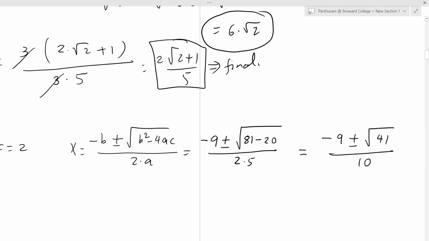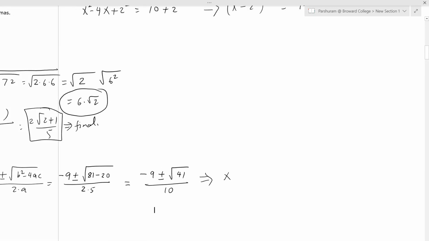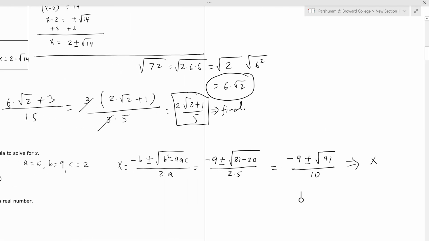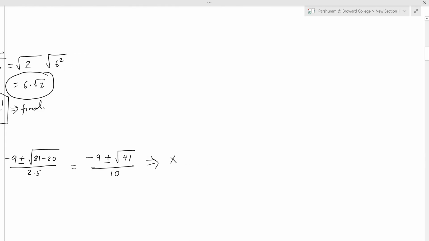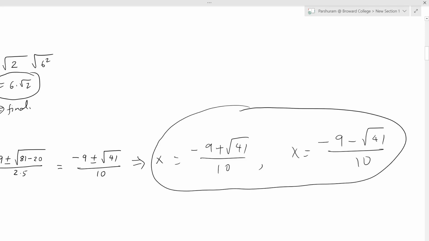So these are the two values for x. Meaning x might be, let me go back here, x might be negative 9 plus the square root of 41 divided by 10, or x might be negative 9 minus the square root of 41 divided by 10. So these are the two answers for problem number 8.